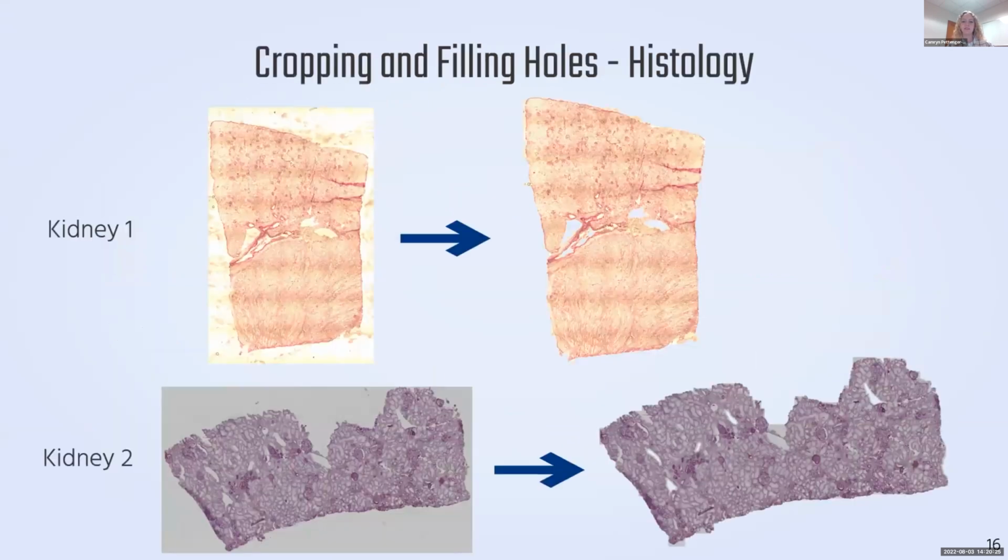And here are some of the histology tissue images. These ones also, you can see the background is cropped out, and then there's also some holes filled in the middle that are made transparent.